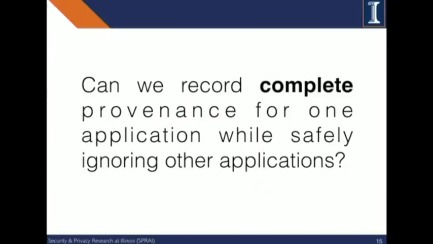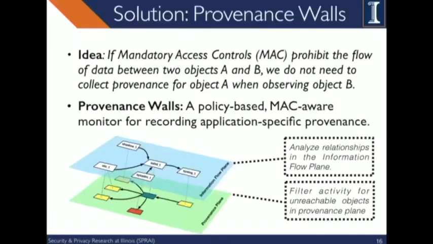Is there a way that we can collect a complete description of one application's activity while safely ignoring that of other system activities? So it turns out there is. We propose that mandatory access control provides exactly an environment in which this challenge can be overcome. In a MAC-enabled system, every object is assigned a security label, and there's a policy that dictates the permissible interactions between those different system objects.